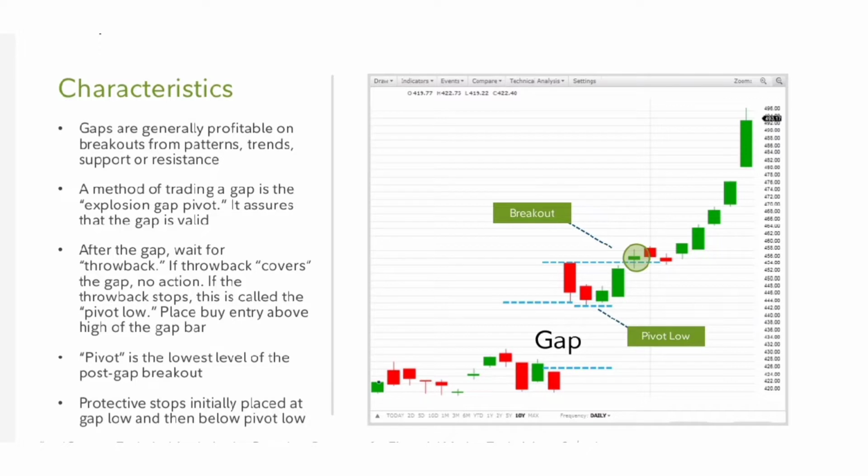After the gap, wait for throwback. If throwback covers the gap, no action. If the throwback stops, this is called the pivot low. Place buy entry above high of the gap bar. Pivot is the lowest level of the post-gap breakout. Protective stops initially placed at gap low and then below pivot low.